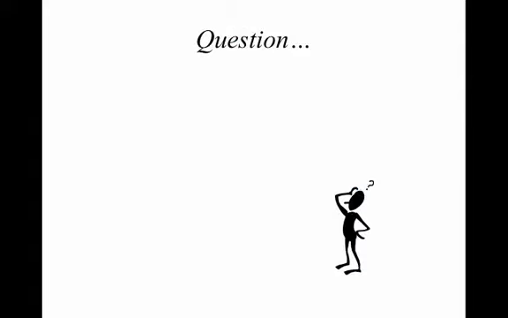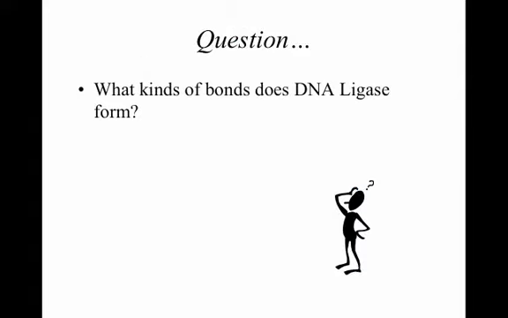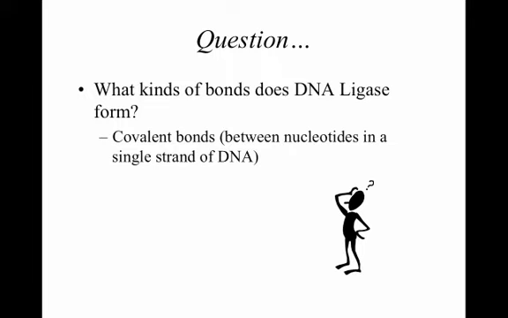So again, what kinds of bonds does DNA ligase form? It is forming the covalent bonds, the ones between nucleotides in a single strand of DNA. Those hydrogen bonds, they're going to form just because the two strands are there and they have the complementary sequences. What we really need is DNA ligase, which is like molecular glue, to really solidify that and form that bond so that the plasmid really is one cohesive piece of DNA again.